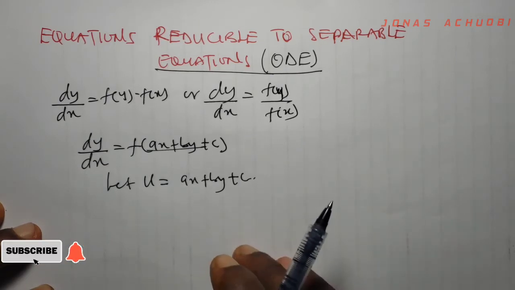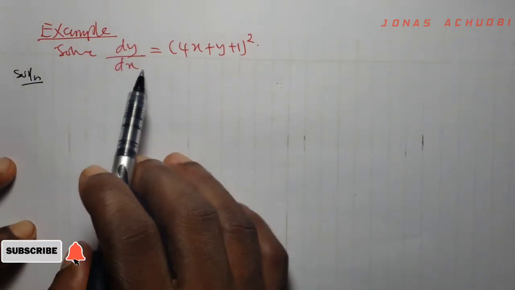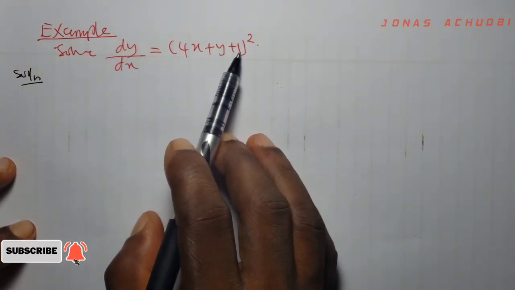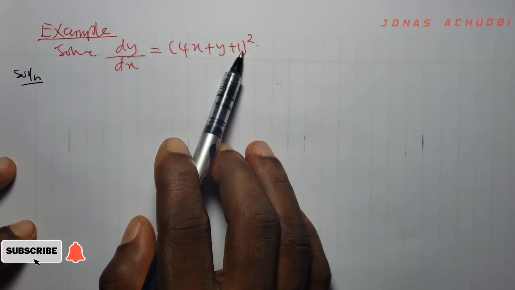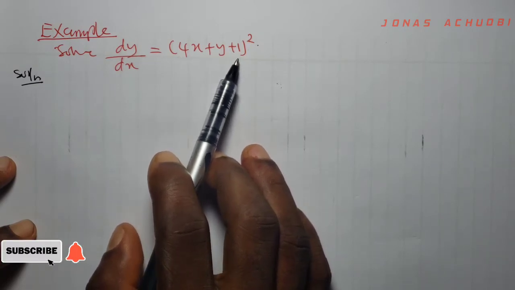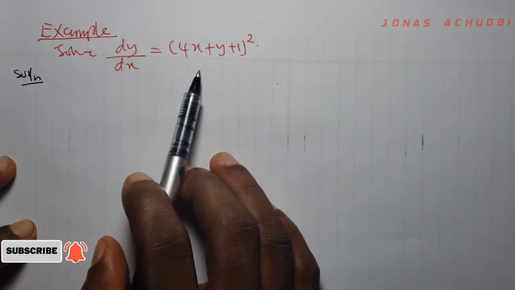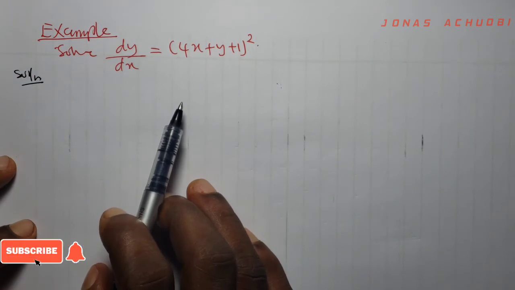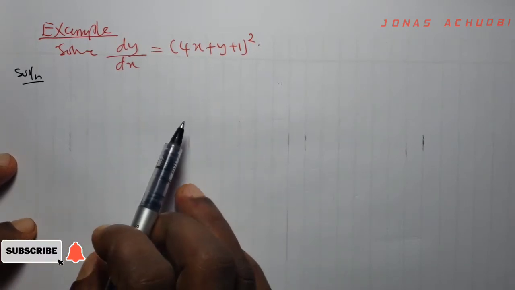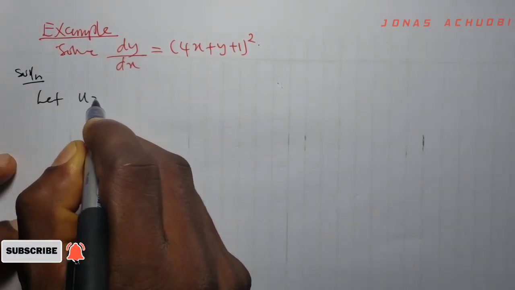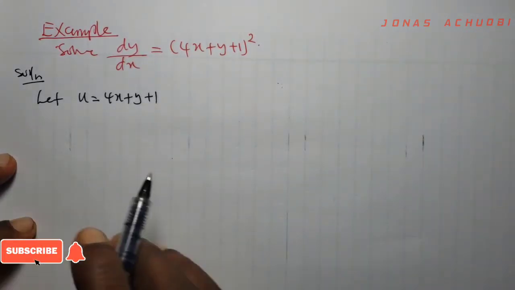We shall now take an example to illustrate the procedure. We're asked to solve dy/dx equal to (4x + y + 1) all raised to the power 2. You would agree with me that if we expand this right hand side, it would be very difficult to solve this problem by separating variables. In fact, it is nearly impossible. So here, we're going to make the substitution I had introduced earlier to help us reduce this equation to a form that can be separated. So we say, let u be the function inside, 4x + y + 1. And this is how we start.